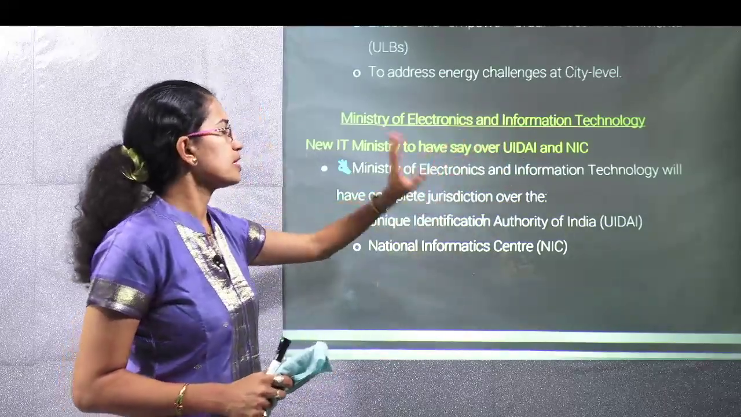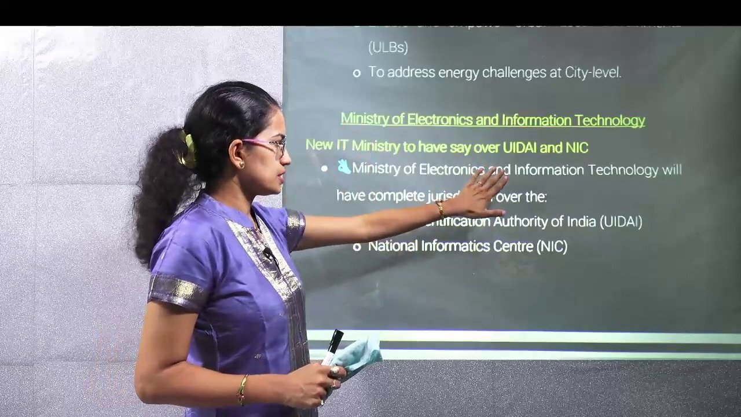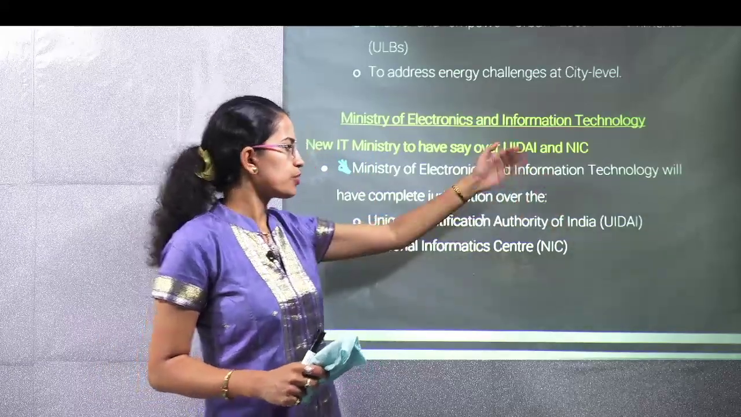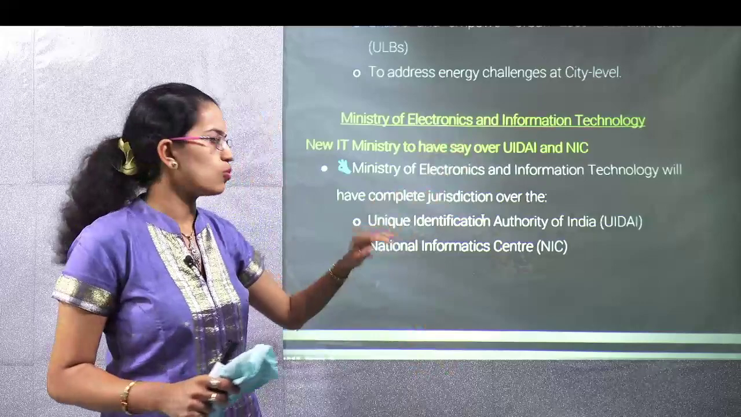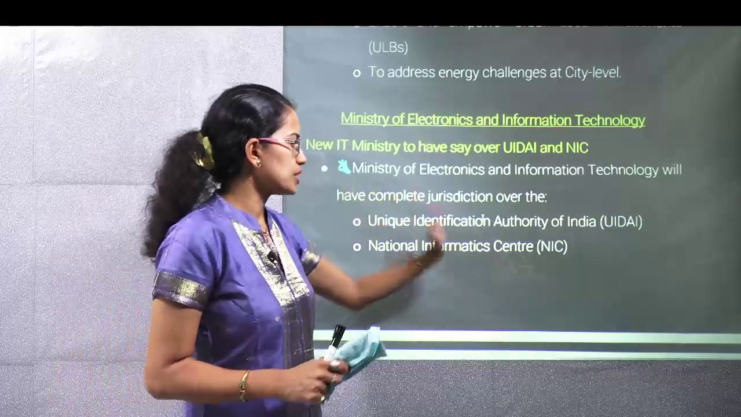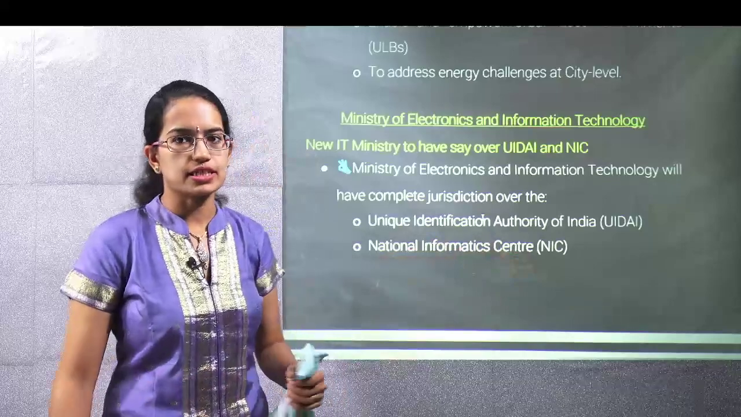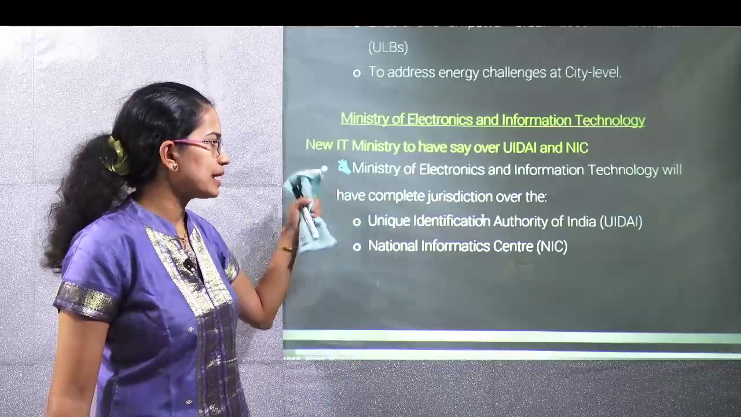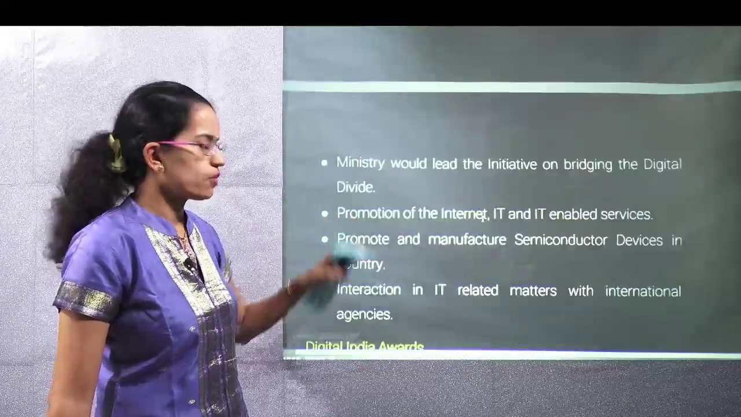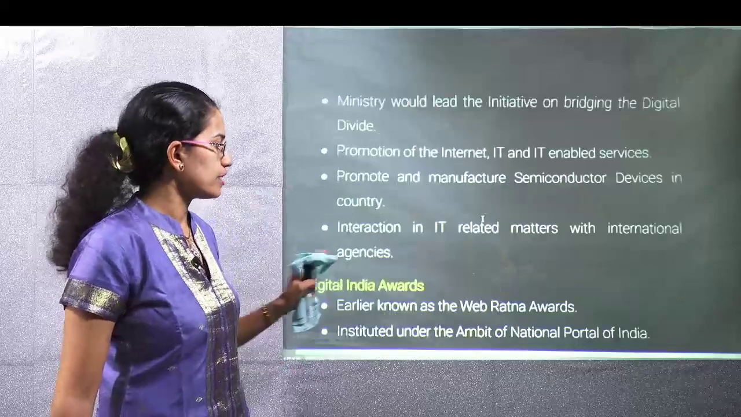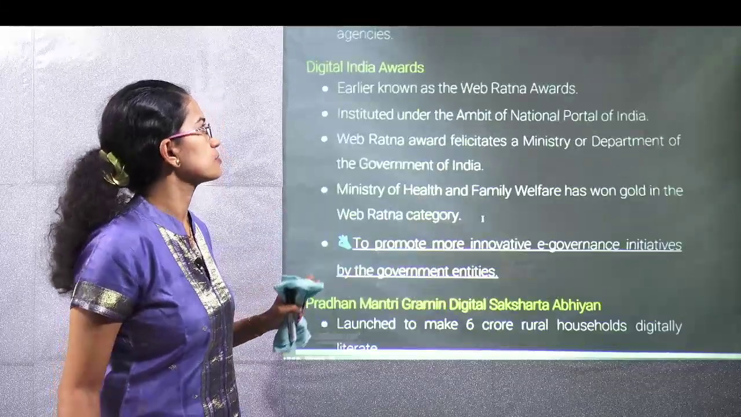The next is the Ministry of Electronics and Information Technology. Again very important, the IT Ministry, or the Ministry of Electronics and IT, now would have a complete jurisdiction over the Aadhaar, that's the Unique Identification Authority of India, and the National Informatics Center. So those two would be completely under the MeitY, that's the Ministry of Electronics and IT. That's very important and an important question that could be asked.